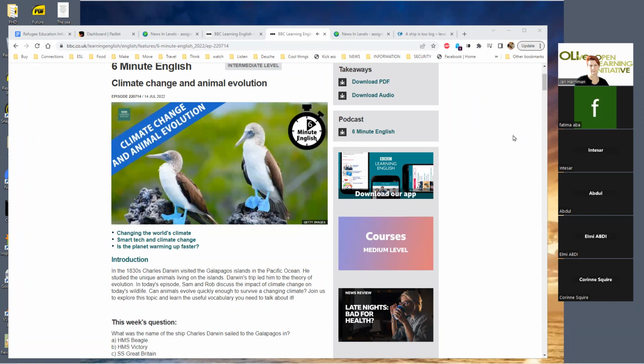Well, there's already some evidence to show they can. Studies on birds in the Brazilian Amazon and red deer on the Isle of Rum in Scotland show warmer temperatures have caused animals to evolve smaller bodies. It's easier to keep cool when you're small.